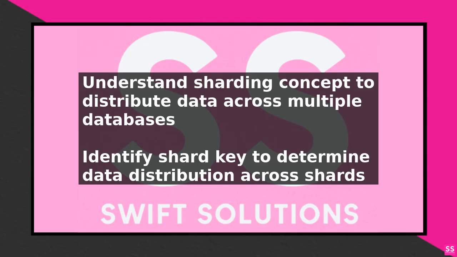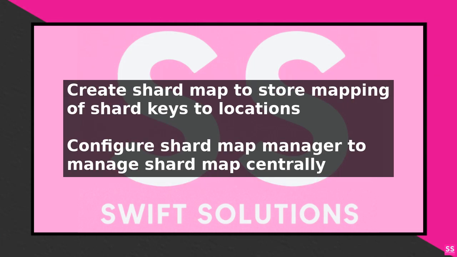First, identify the shard key, which is the column that determines the distribution of data across the shards. This is typically a unique identifier such as customer ID or order ID. Next, create a shard map, which is a centralized repository that stores the mapping of shard keys to shard locations.